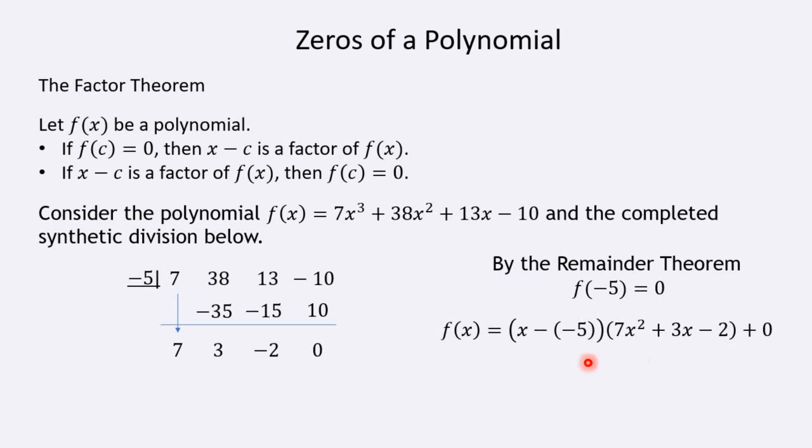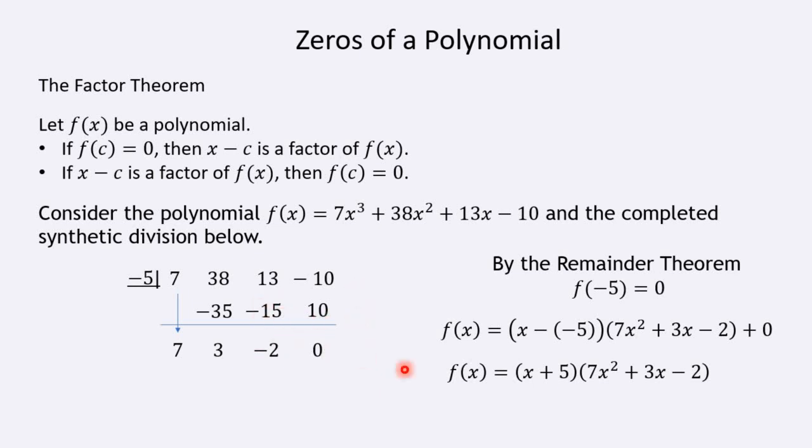And you can see here by the division algorithm it's actually true, because x minus negative 5 is x plus 5, and here are the coefficients of the quotient, so that would be 7x squared plus 3x minus 2. And then the remainder is 0, so by the division algorithm we get this, and since we don't have to write plus 0, this is a factored form of the original polynomial f of x. So this is one factorization of it. That means that negative 5 is one of the zeros of this polynomial based on this synthetic division.